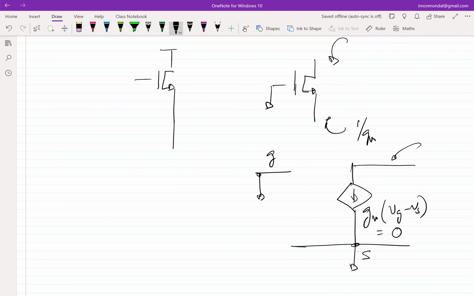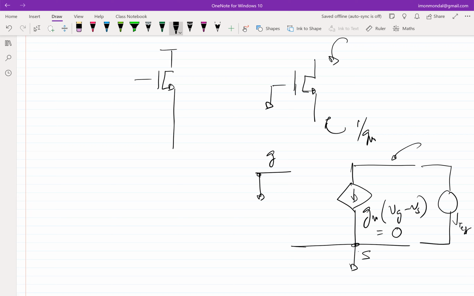Again, do the same thing, right? Apply a test voltage. How much current will I draw? I'll draw 0 current, right? It's open circuited, so it's an infinite output impedance, right? Shouldn't surprise us because a transistor is a voltage controlled current source. It's a current source, right? By definition, it's a current source, isn't it?